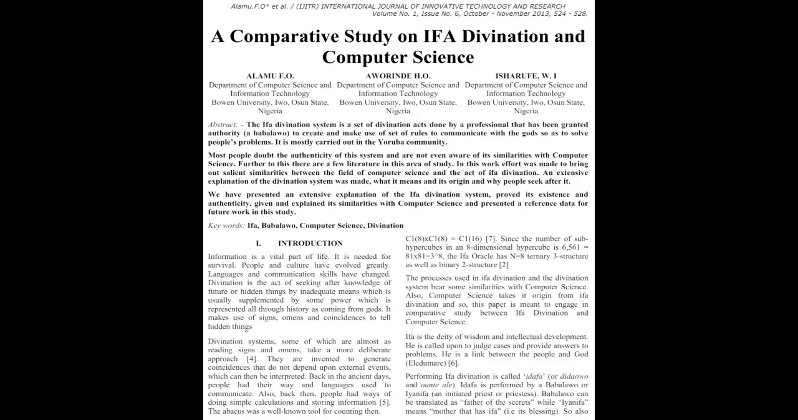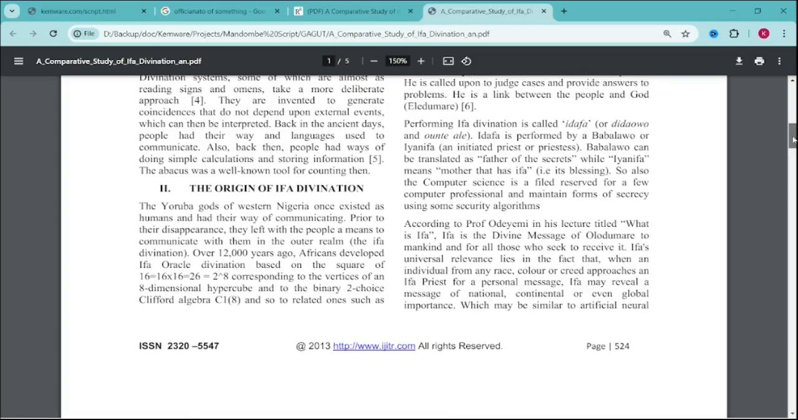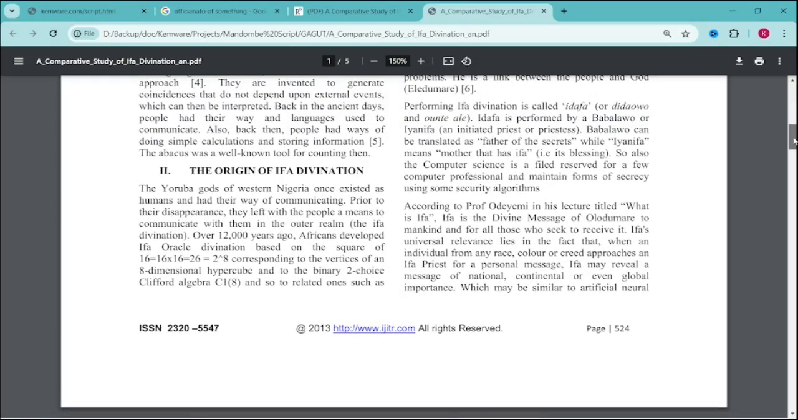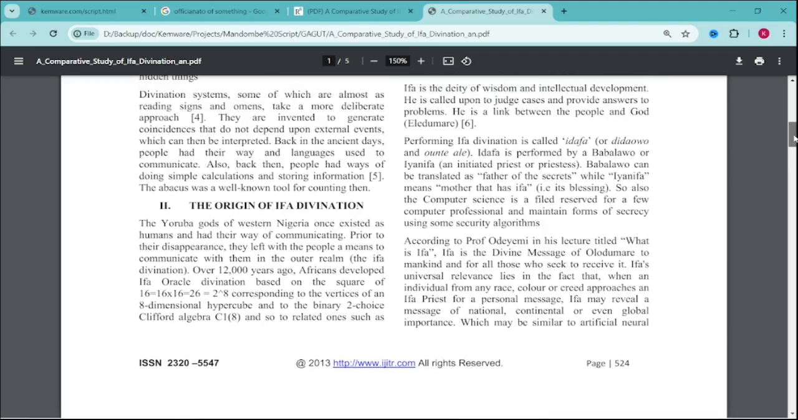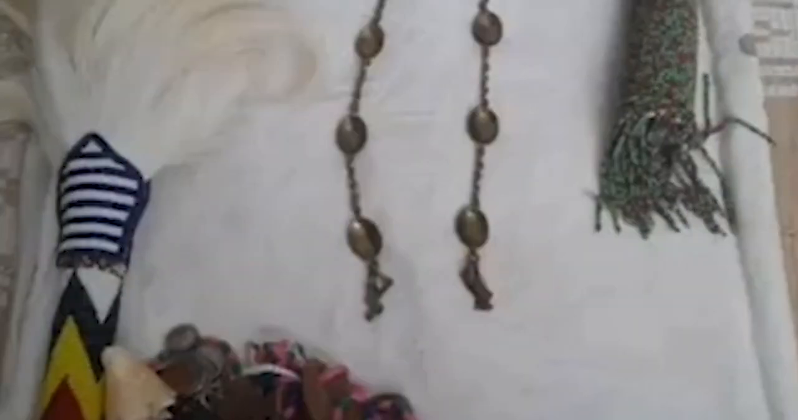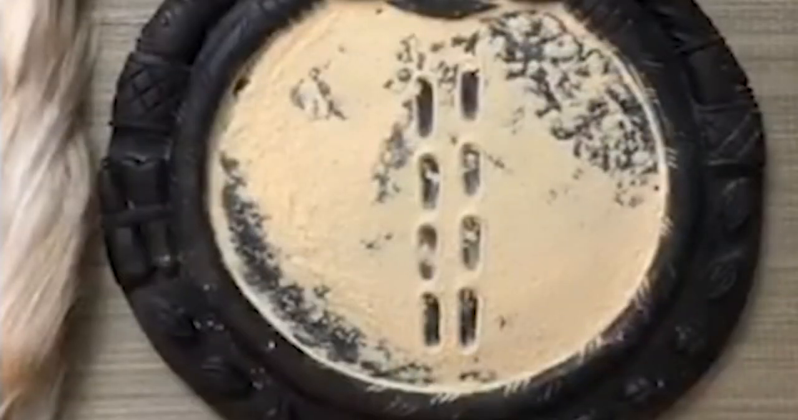In 2013, Alamu Femi, a PhD, a lecturer and researcher at the Department of Computer Sciences, University of Lagos, published a comparative study on IFA divination and computer science. In it, the scientists make the following statement. Over 12,000 years ago, Africans developed IFA oracle divination based on the square of 16 equals 16 times 16 equals 256 equals 2 to the power of 8, corresponding to the vertices of an 8-dimensional hypercube and to the binary two-choice Clifford algebra C1,8. The processes used in IFA divination and the divination system bear some similarities with computer science. Also, computer science takes its origin from IFA divination.